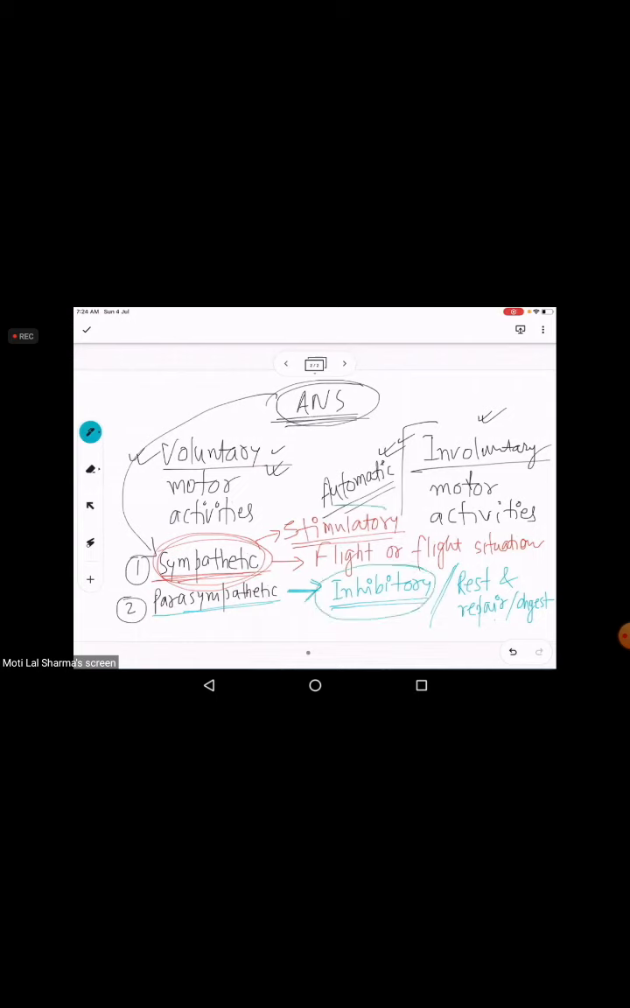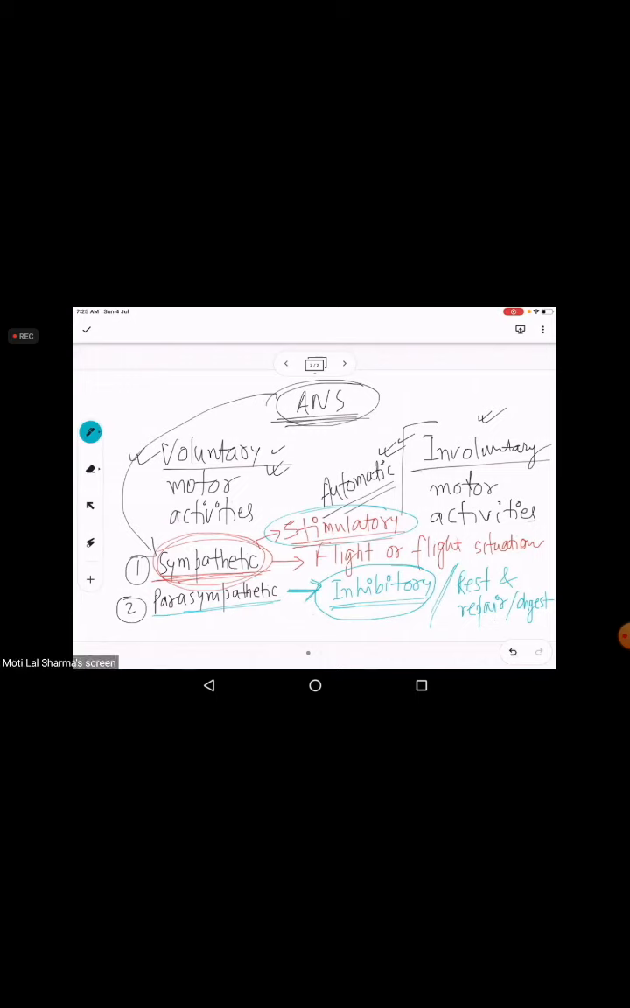What does it mean? I shall give one example. Think of your heartbeat. Sometimes your heartbeat is faster, suppose when you are running, and sometimes your heartbeat is slower, when you are about to sleep or when you are asleep. So sometimes the heartbeat is fast, sometimes slow.